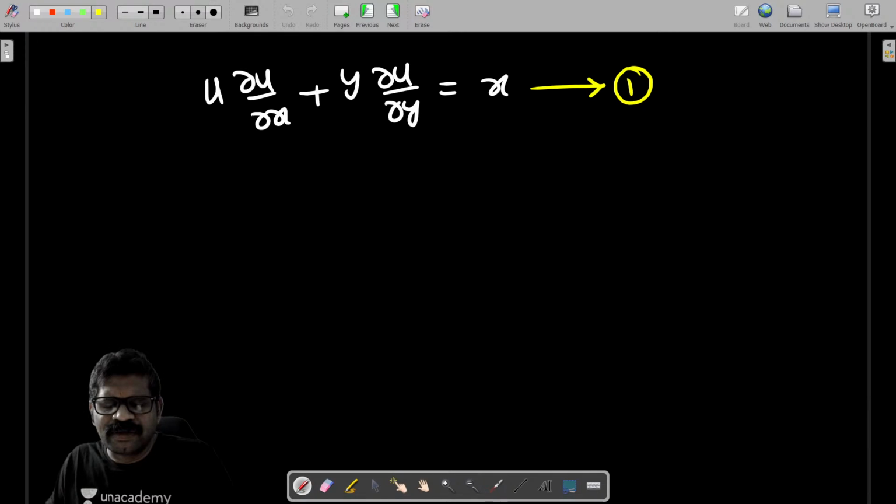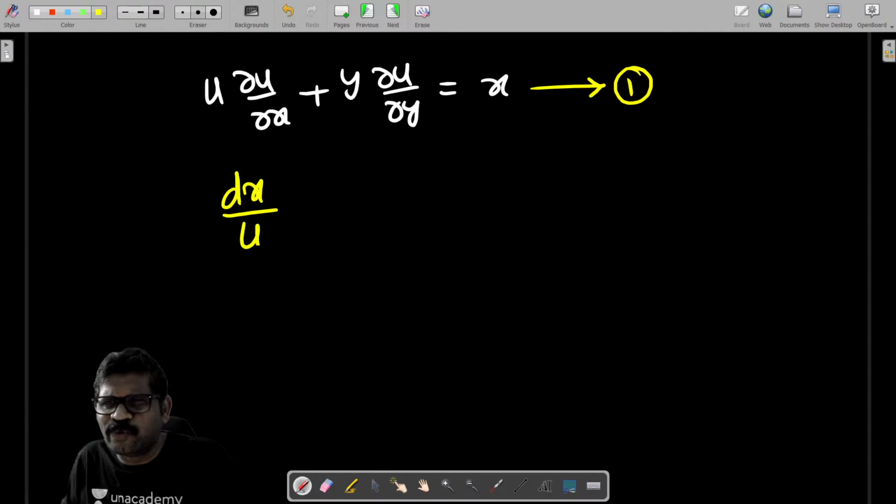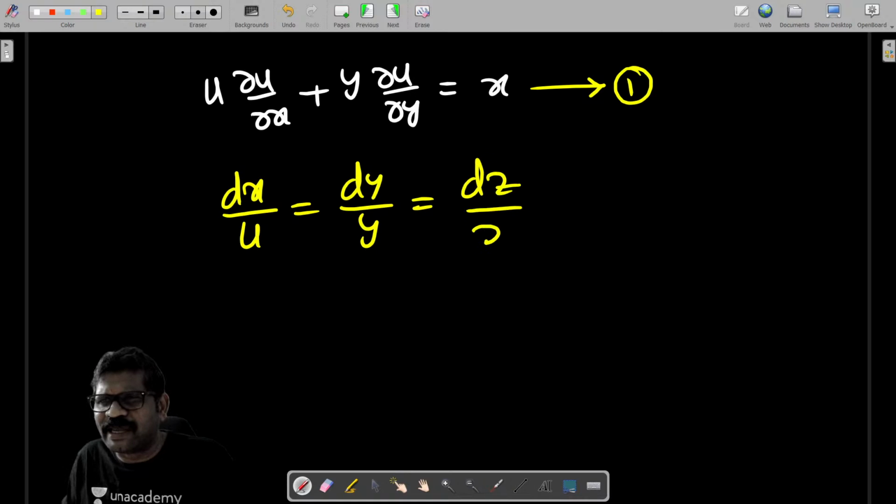Now u into del u by del x plus y into del u by del y equal to x. We have to solve this problem. So first you have to write the subsidiary equation: dx by u equal to dy by y equal to dz by x.